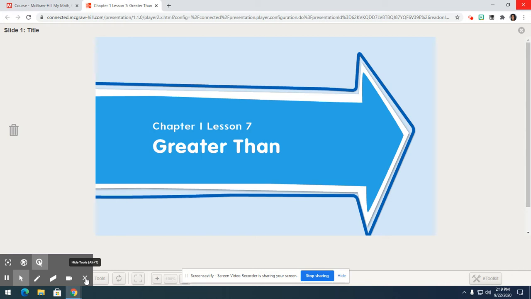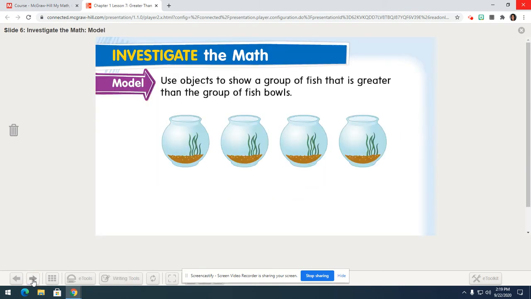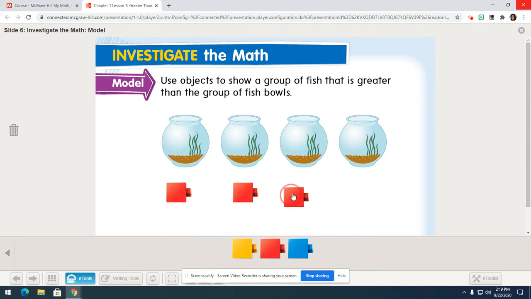I just want to remind you, we are working on Chapter 1, Lesson 7. Echo me, greater than. Good. In my picture, I have 1, 2, 3, 4 fish bowls. I want to make a group that is more than the fish bowls. Well, let's make an equal to amount. If I have 4 fish bowls, I will need 4 cubes. Help me count 4 cubes. 1, 2, 3, 4. Good.